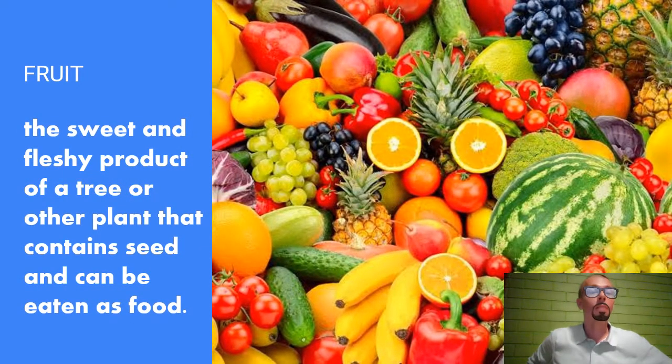And we are coming up to the next category. Next category is fruit. So let's read and write it down in your notebook. What is a fruit? Fruit is the sweet and fleshy product of a tree or another plant that contains seed and can be eaten as food. Sounds very difficult, but let's see, it's not that hard.